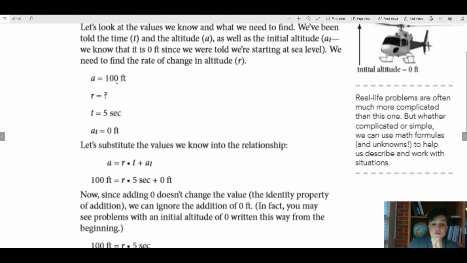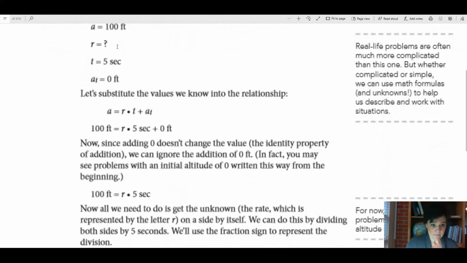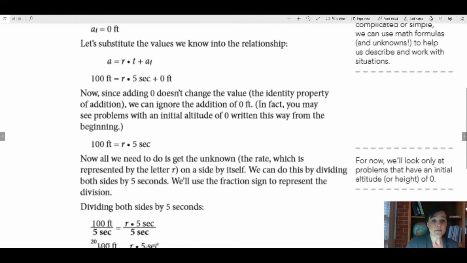Okay, so A is 100 feet, that's your altitude. We don't know the rate, that's what we need to find. The time was given as 5 seconds, and the original altitude was 0 feet. We know that because it says it's taking off from sea level. So it's giving us a place where it's taking off from, so that's 0. So you can substitute all those numbers in for this formula. 100 feet equals rate, which is what we don't know, times the time, which is 5 seconds, plus the initial altitude, which was 0 feet.